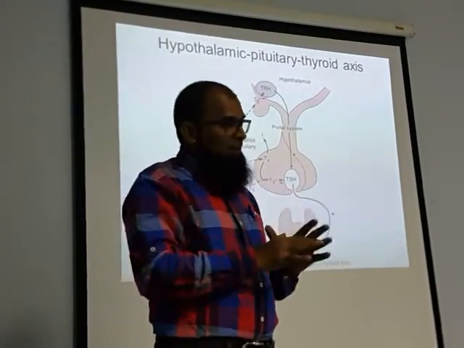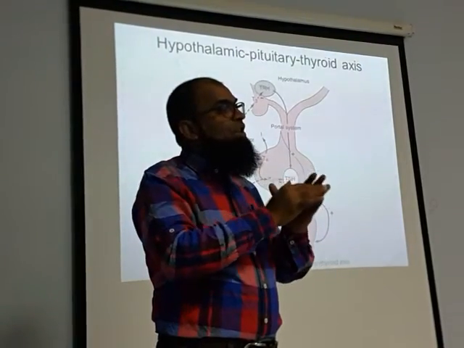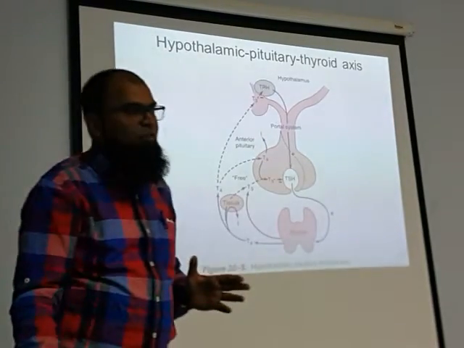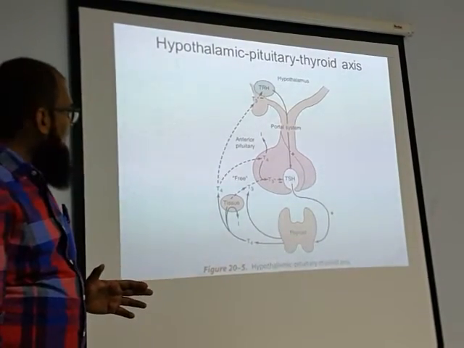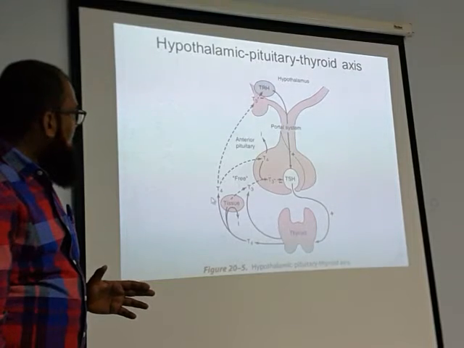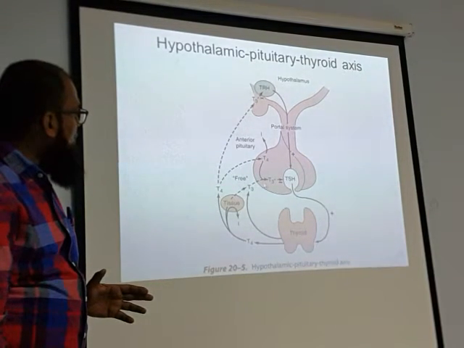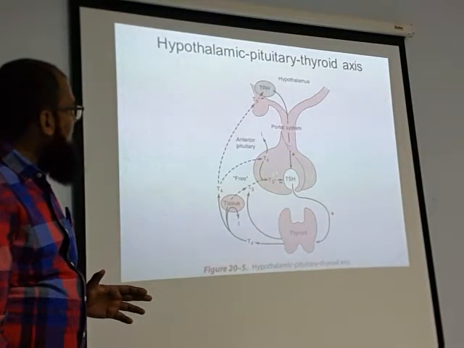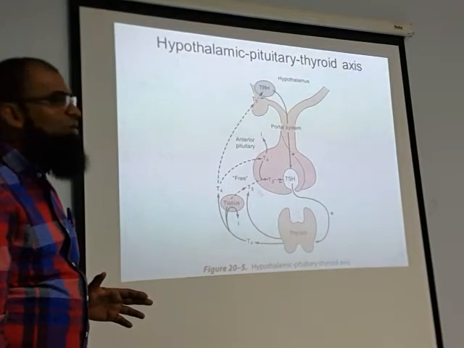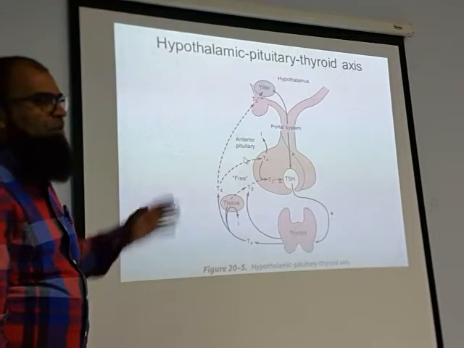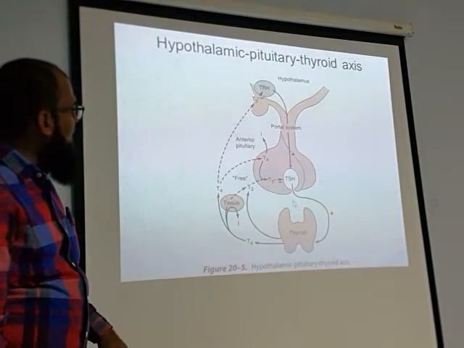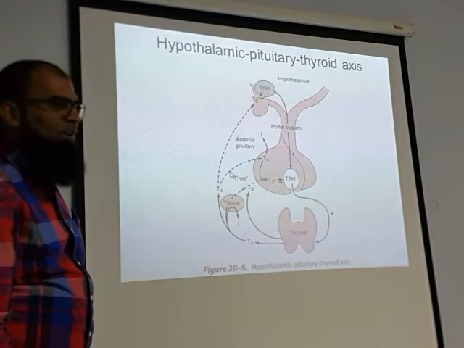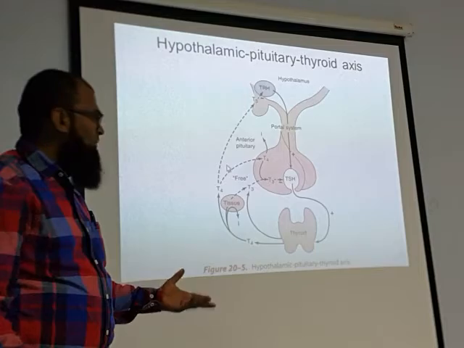Then when the concentration of T3 or T4 is high, the negative feedback mechanism is self-regulatory. T3 and T4 both inhibit TSH as well as the hypothalamus, the anterior pituitary as well. Very easy. First it is stimulated, and then when the concentration increases, it inhibits. Easy to remember, no?